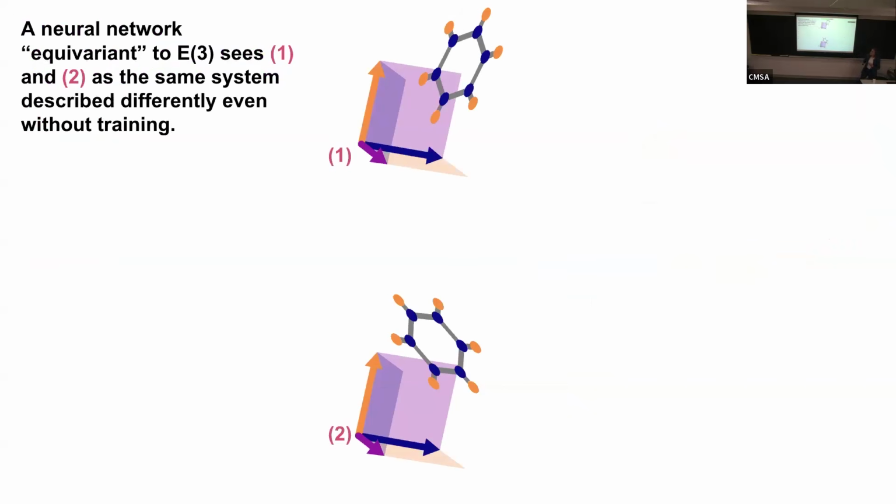And this is what equivariant models, so in this case, 3D Euclidean equivariant neural networks, aim to solve. So a neural network that is equivariant to this Euclidean symmetry sees 1 and 2 automatically as the same system, just described differently, even without training. So this is a property of basically this function space of neural networks. And this is the property that it encodes.